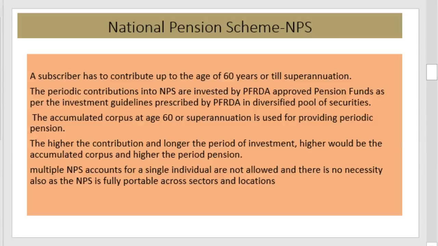The accumulated corpus at the age of 60 or superannuation is used for providing periodic pension. The higher the contribution and the longer the period of investment, the higher would be the accumulated corpus. Multiple NPS accounts for a single individual are not allowed, and there is no necessity either, as the NPS is fully portable across sectors and locations. Here, a subscriber has to contribute up to the age of 60, and periodic contributions into the NPS are invested by the PFRDA. The accumulated amount will be given after the age of 60. Multiple accounts are not possible.